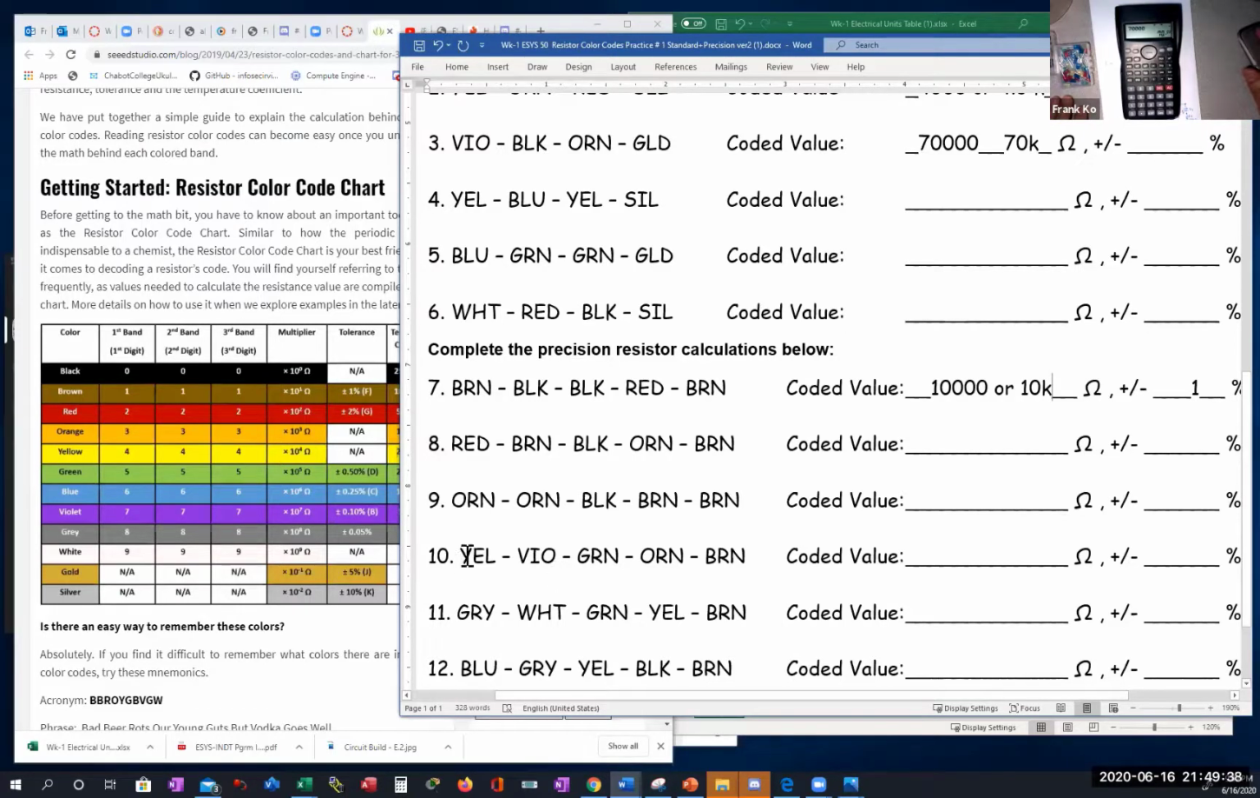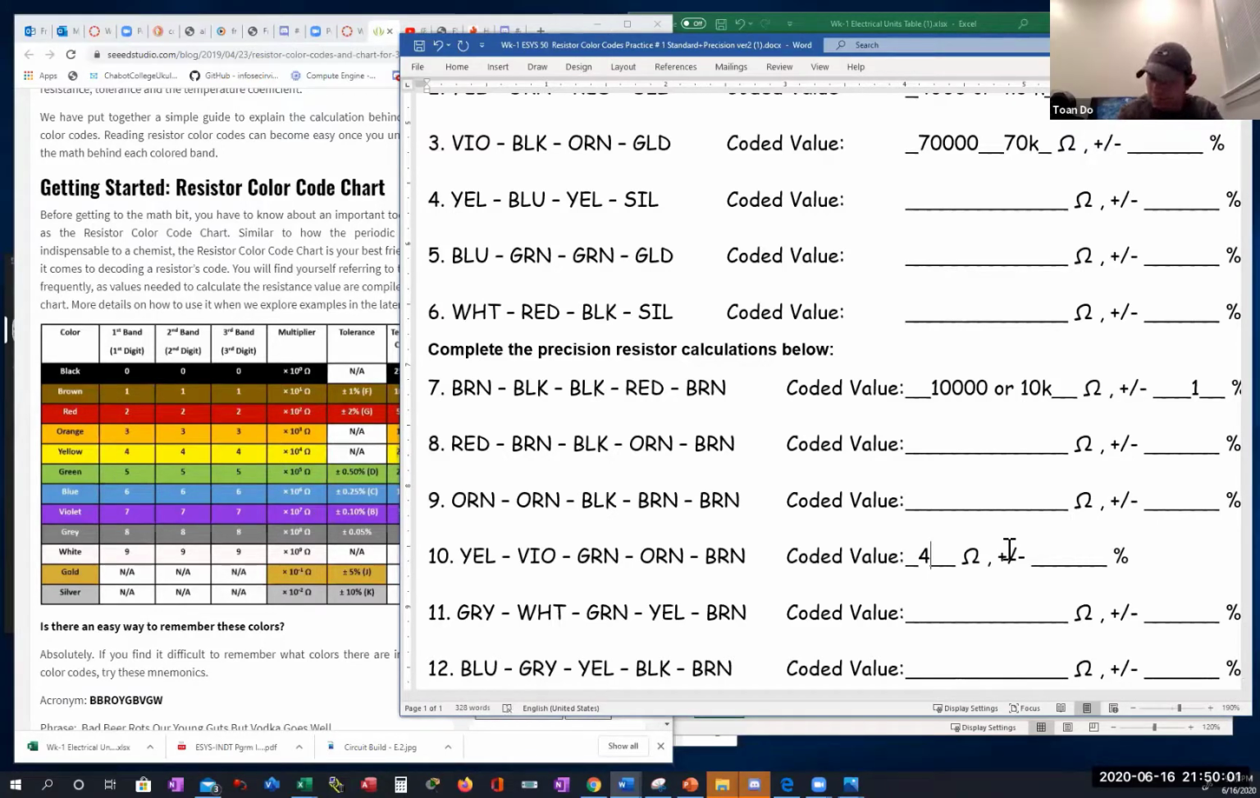Let's jump down to number 10. Let's look at number 10 together. I have a yellow, violet, green, orange, and brown. This is a 5-band resistor, which means my first three bands are three digits. What is my first digit being yellow? My first digit's going to be what value? Four. Good. My second band is violet. Violet represents what numerical value? Second digit. Seven.